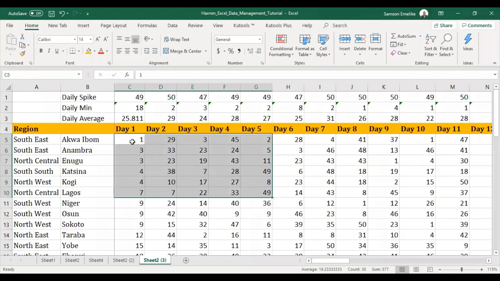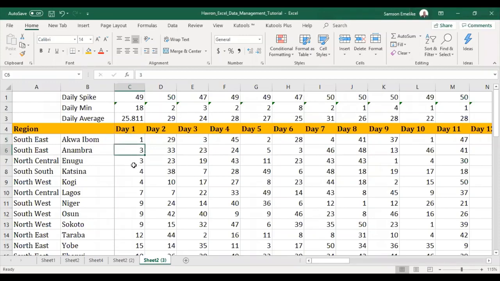Assuming these are coronavirus infections, on January 1st Akwa Ibom recorded one. Please, this is not true statistics. This is fictitious statistics that I just generated. I'm not saying this is true. It was just generated for the purpose of the tutorial. So assuming we have on day 1, this is what we have.